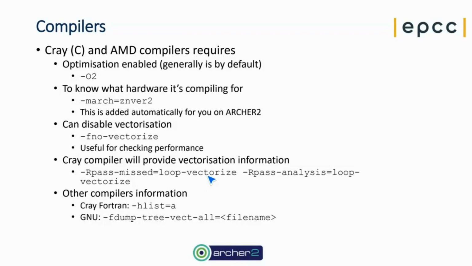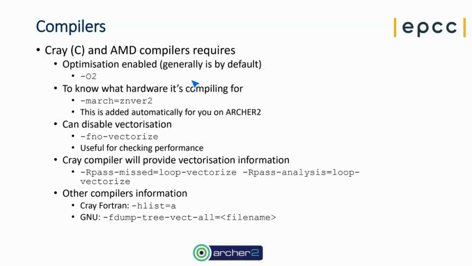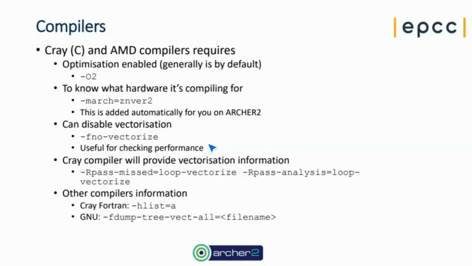So what do we need to persuade the compiler? For the Cray C compiler and AMD compilers, we generally need optimization enabled, which we generally would have by default. It needs to know which hardware it's compiling for, so we need to set the march flag appropriately. On ARCHER2, that's automatically added for you. You can turn it off if you want to. This is useful for checking how much performance gain vectorization is giving you. It can be instructive to see what happens if you turn it off. Is it actually making the performance a lot worse? In which case you could be convinced yourself that you're getting some benefit.